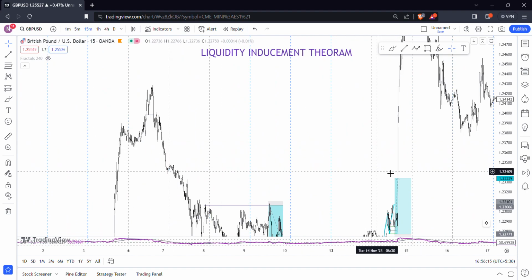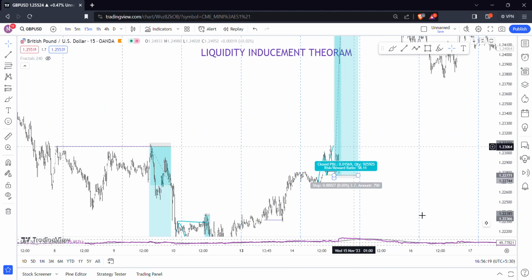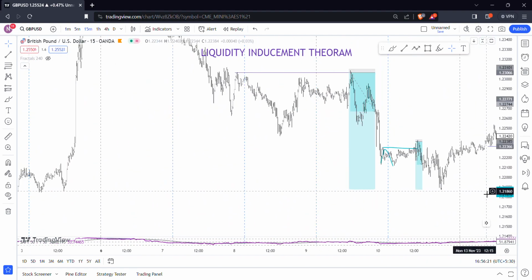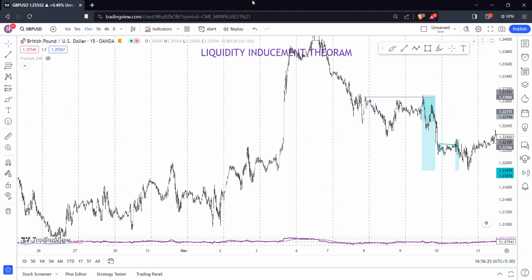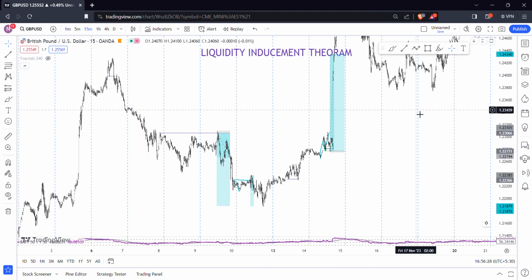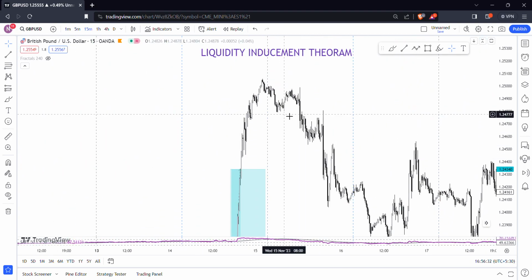Target this liquidity point. See how much RR it was. Easy type of trading. This was very easy type of trading. Many people don't understand how to trade like this because they don't have that experience.